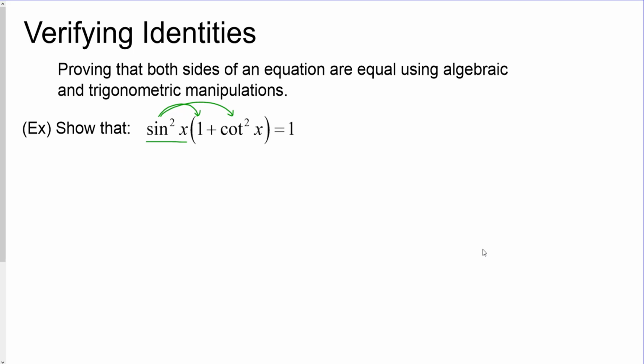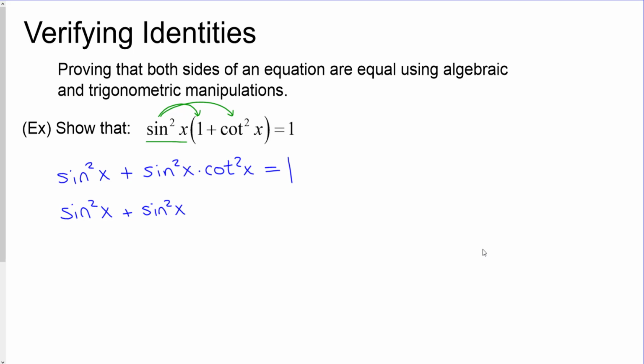So if I distribute sine squared x, sine squared x times 1 is just sine squared x. Sine squared x times cotangent squared x would be sine squared x times cotangent squared x. And that's supposed to equal 1, but I'm still not certain. So the next step, let's work with cotangent, because I can rewrite cotangent in terms of sine and cosine. Let's see what happens.